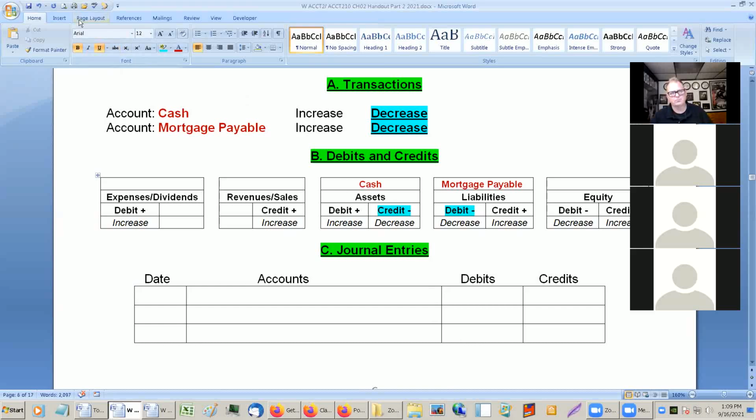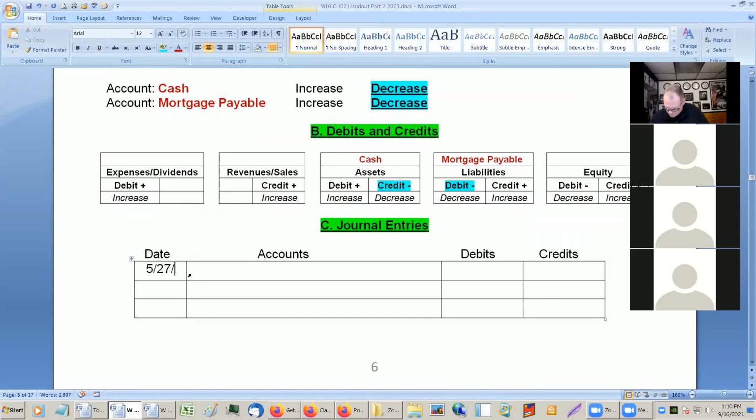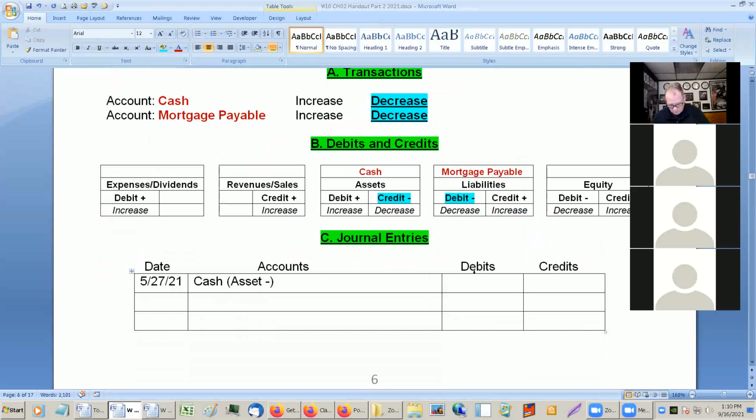All right, so cash again. All right. So the asset going down. Okay, so cash. Mortgage payable.